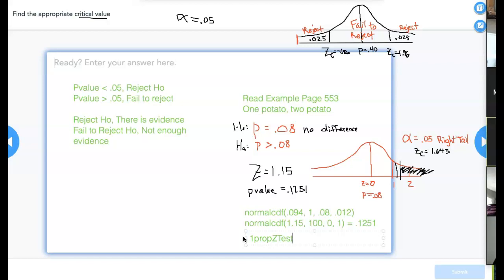What if you accidentally chose less than? If you chose less than on your test, you would get 0.8749. That would be the left tail area. That would be the probability that 0.09 is less than 0.08. Okay. Your p-value. So interpreting the p-value.